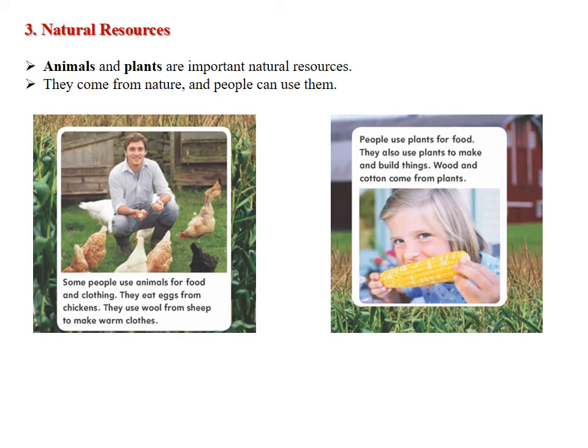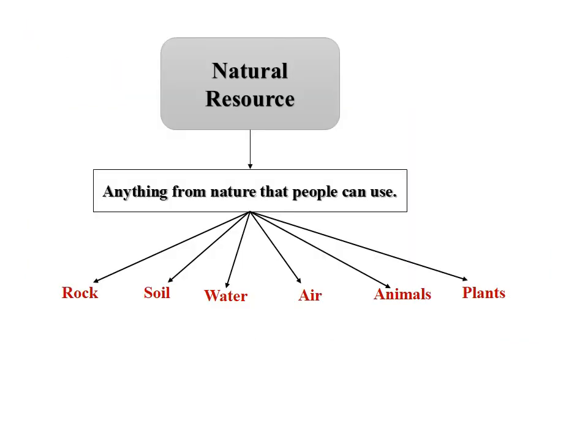People use plants for food. They also use plants to make and build things. Wood and cotton, for example, come from plants. Now let us summarize what we have been talking about. A natural resource, by definition, is anything from nature that people can use. And we already said that we have many natural resources. We have rock, soil, water, air, animals, and plants. All of these are from nature. They are called natural resources.